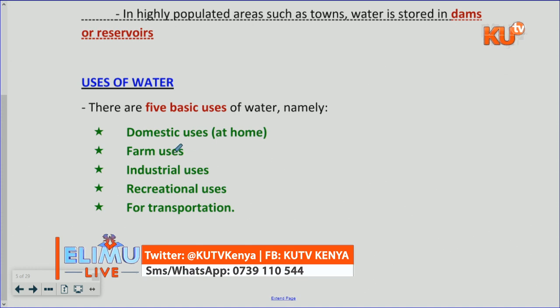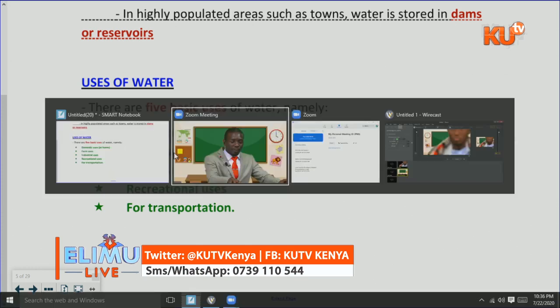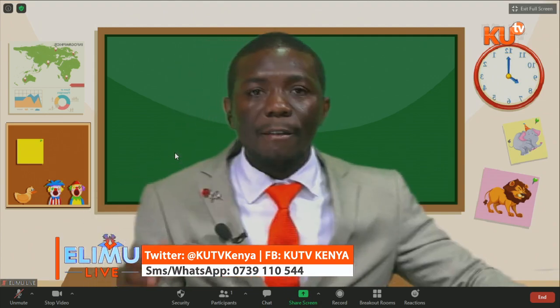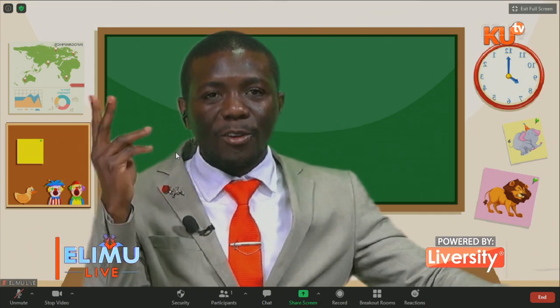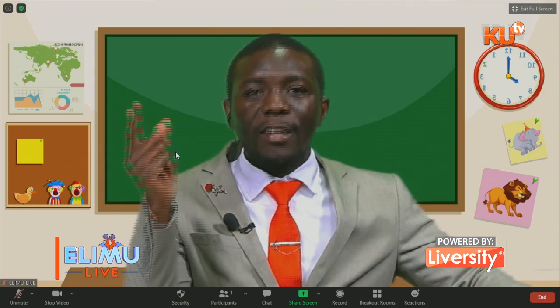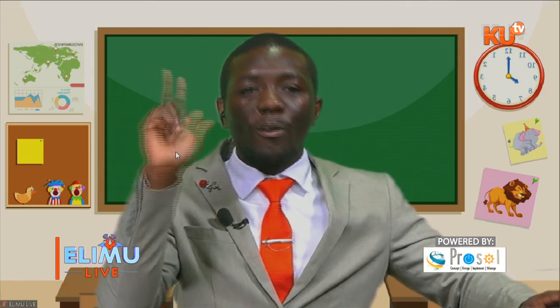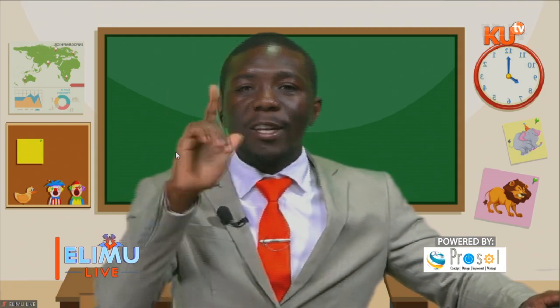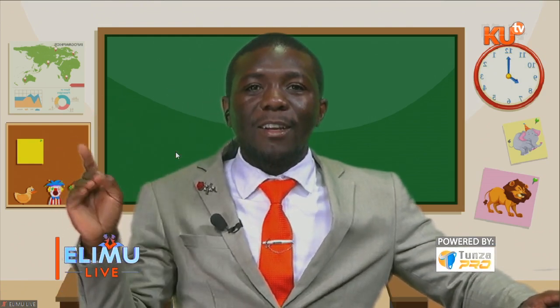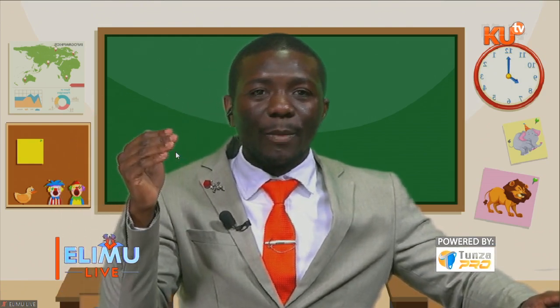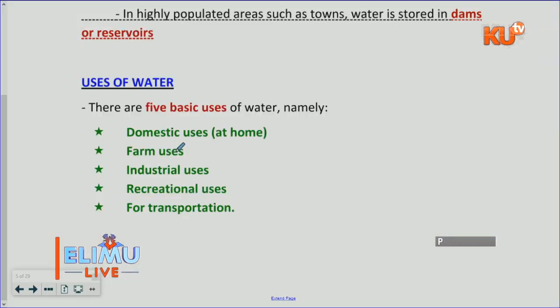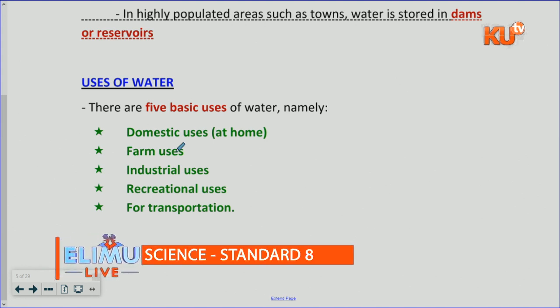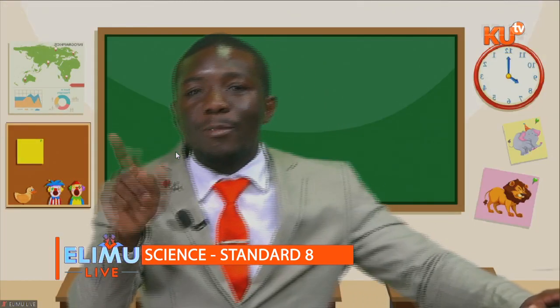The other one is uses of water in the farm. Farm uses of water, that is the second category. The third category is industrial use of water, how industries use water. The fourth category is uses of water for recreation, recreational uses. And the last one is for transportation purposes. Water again can be used for transportation.